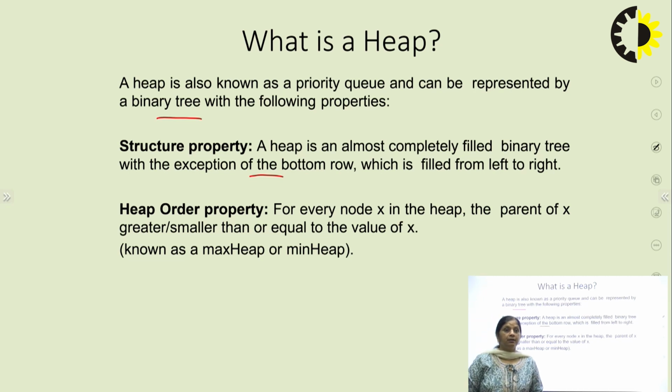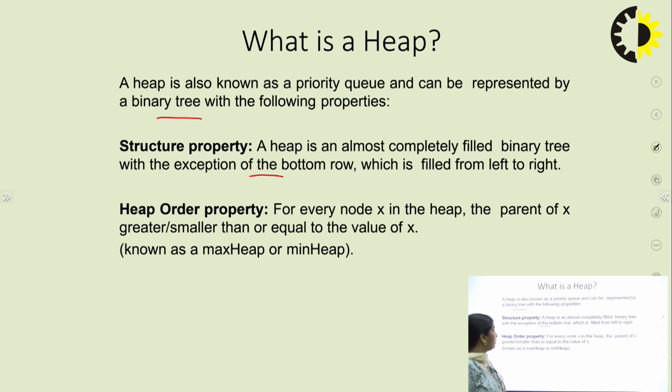So, what it is, a complete binary tree. The tree will be a complete binary tree, means maximum levels will be filled, except the last one, and in the last one all the entries will be from left to right. Second is heap order property.